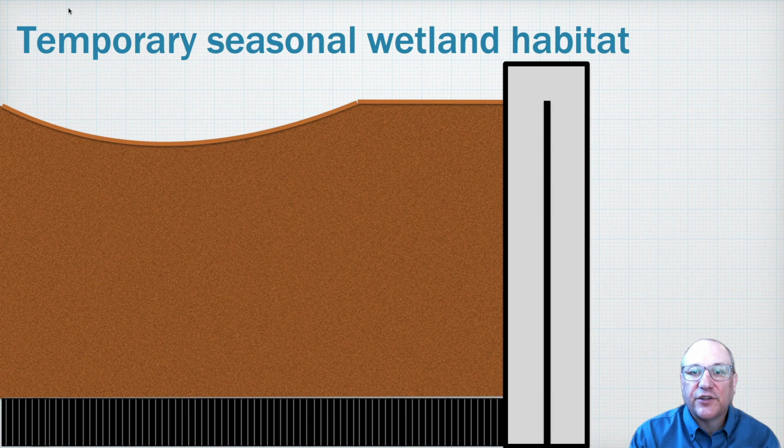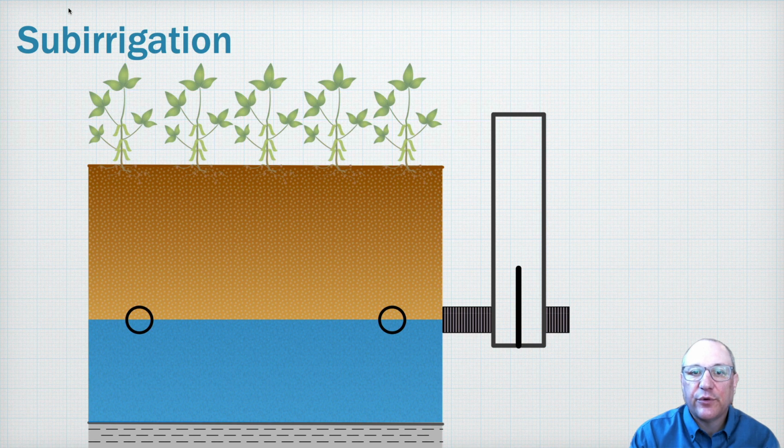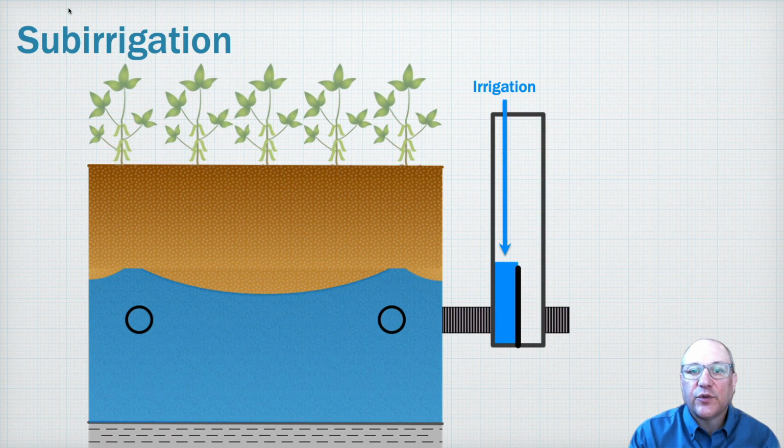If temporary seasonal wetland habitat is one of the goals of the system, then the outlet is raised high enough so that depressional areas are ponded to create that wetland habitat. Finally, if sub-irrigation is used in combination with controlled drainage, then controlled drainage can be used to hold water while the water table is above the drain lines. And as the water table drops, water can be added back to the system to maintain a favorable water table level.